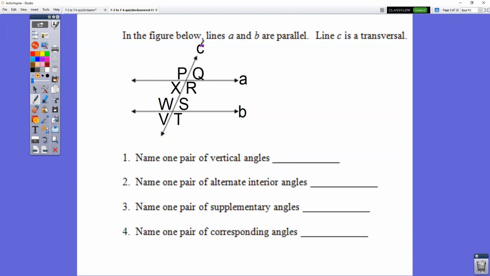All right, remember that the C is there just to confuse you, and so is the A and the B, so we're just going to ignore those. What you need to do is name one pair of vertical angles, alternate interior angles, supplementary angles, and corresponding angles. Remember that when it says to name a pair, you are naming 2 letters, so like AB or XY or things like that. Go ahead and do questions 1 through 4, please.